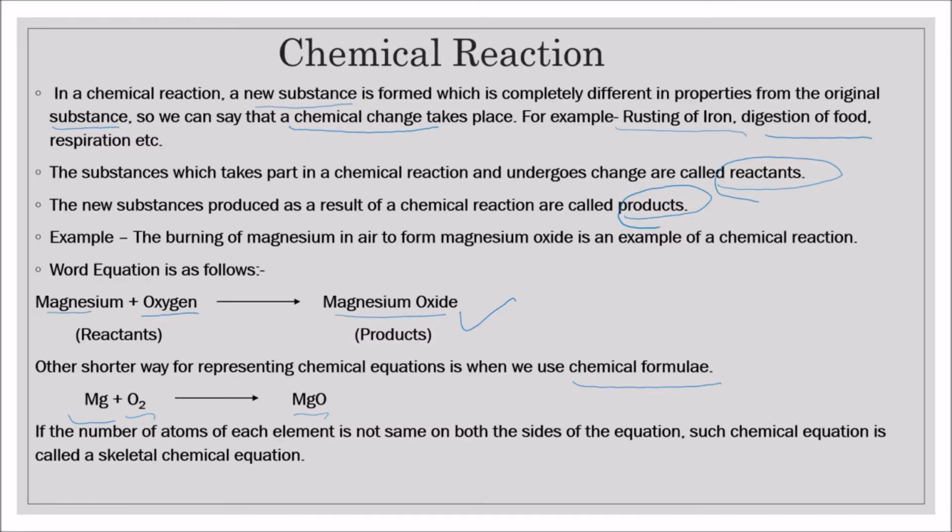As you can see here, on the left hand side of the equation, Mg has one atom and on the right hand side magnesium has one atom. But on the left hand side oxygen has two atoms, while on the right hand side oxygen has one atom. As a result, if the number of atoms of each element is not the same on both sides of the equation, we say that such a chemical equation is a skeletal chemical equation.